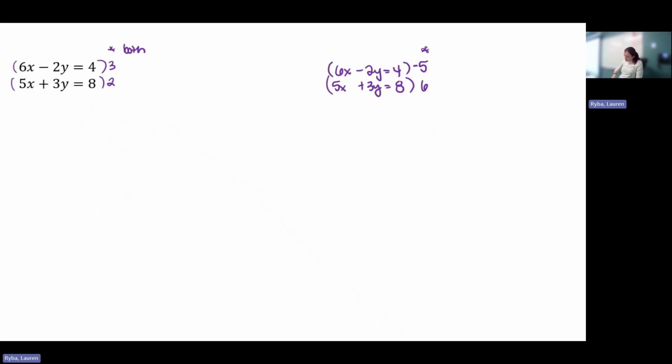All right, so I'm going to go back to this one on the left-hand side just because the y's are already lined up. Multiply everything by 3: 18x minus 6y equals 12. Multiply everything by 2: 10x plus 6y equals 16. Then we're going to add. So we have 28x, no y's, equals 28. So x equals 1.